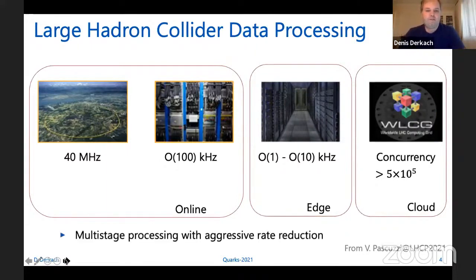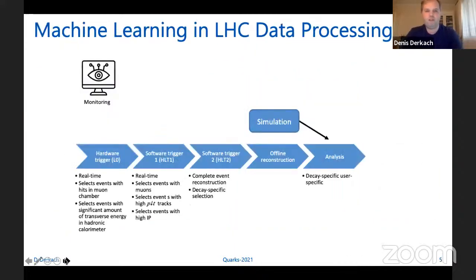Right. So what is to be taken from this picture is that we have a multi-stage processing with very aggressive rate reduction. So we need to reduce by a factor of 100 or 1,000 at each step. And this means that we need quite a lot of automated procedures to be developed to actually analyze this amount of data.